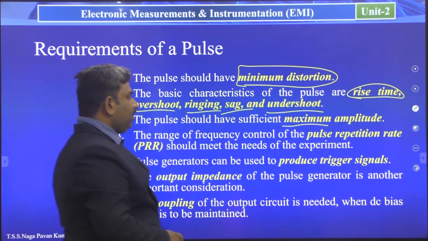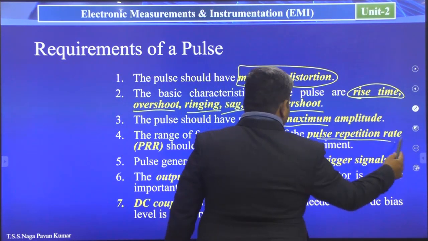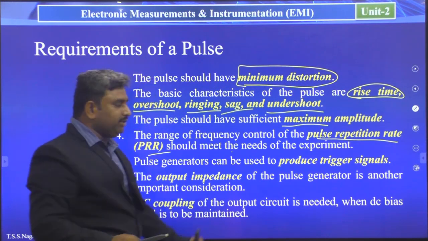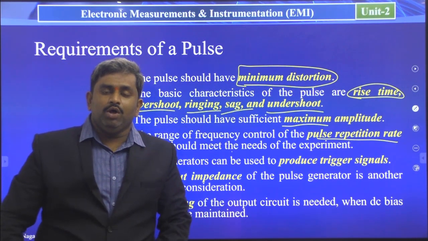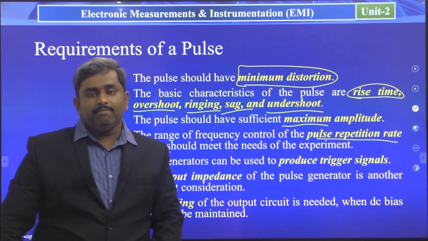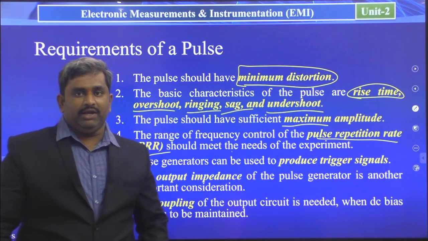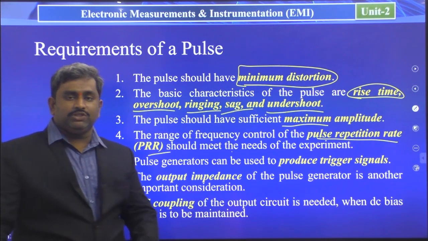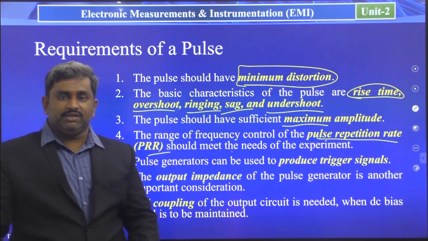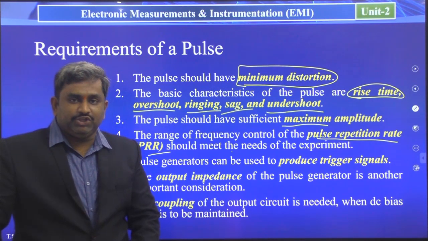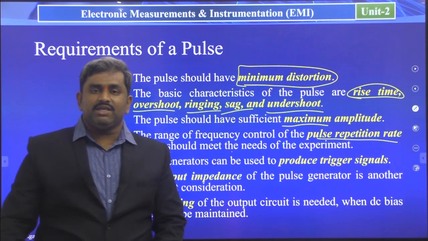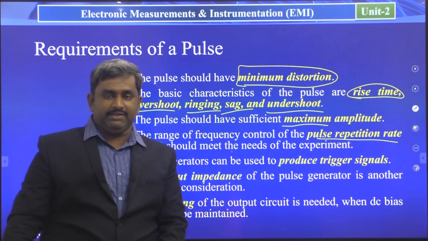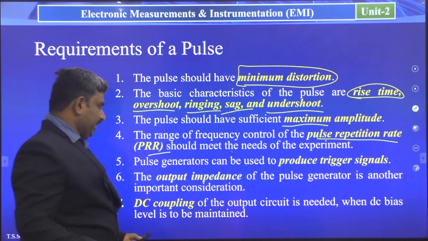The range of frequency control of the pulse repetition rate should meet the need of the experiment. How many times this pulse has to reproduce, based on the user requirement, we have to produce that many times. That is nothing but the pulse repetition rate. How many times the user requires, that many times the machine has to repeat the same pulse. That is called pulse repetition rate.